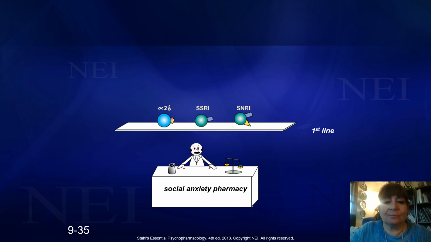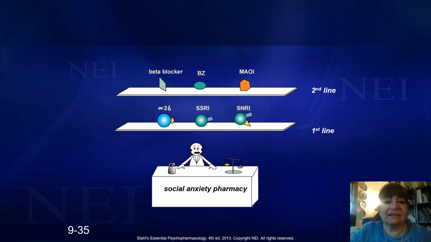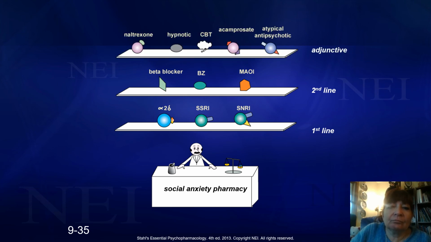Social anxiety. For some reason, the benzo was moved to the second line, and the beta blocker is second line. I've used beta blocker more as a first line. And we also see the addition of naltrexone and acamprosate, which are 2 drugs used in the treatment of alcohol cravings and alcoholism, as well as opioid addiction.